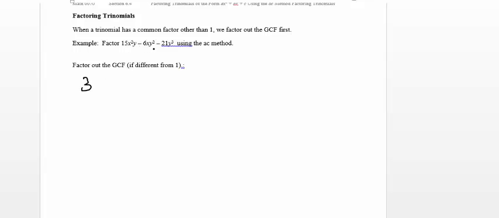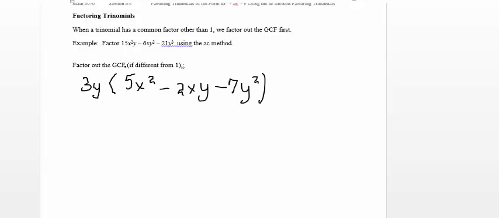I notice all of the terms have a y in them. And the lowest power to which y ever appeared was 1. So y to the first power is also part of the GCF. So 3y needs to multiply by 5x squared to give me that first term. 3y needs to multiply by negative 2xy to give me the middle term. And 3y needs to multiply by negative 7y squared to give me the third term.